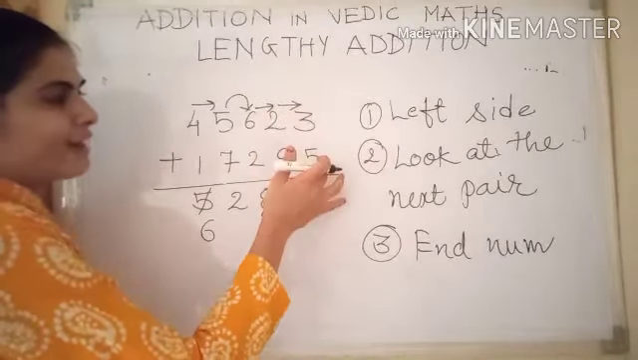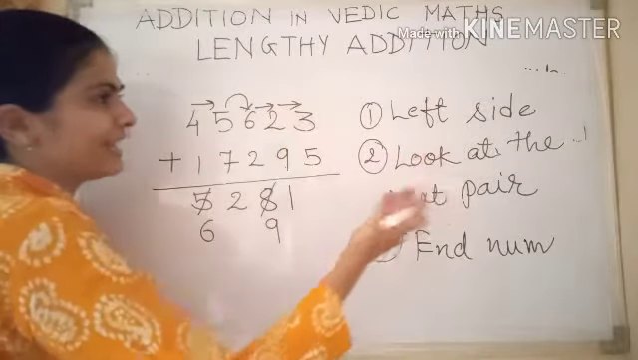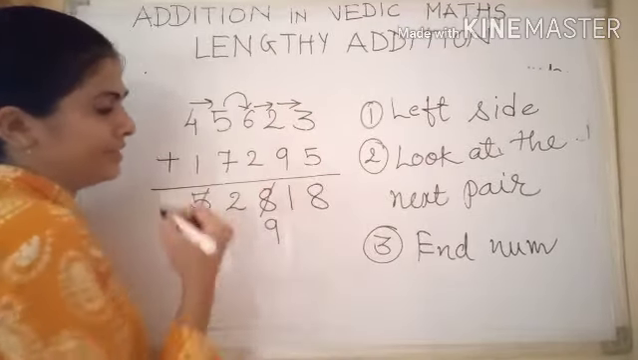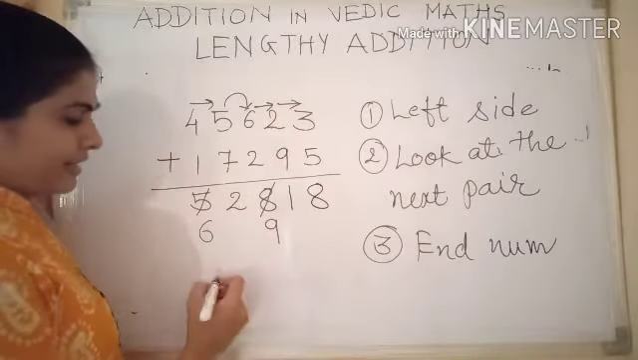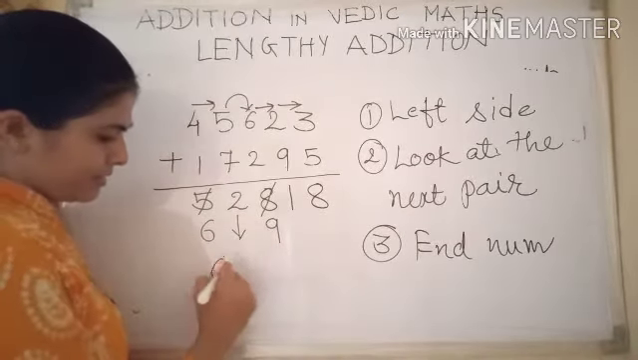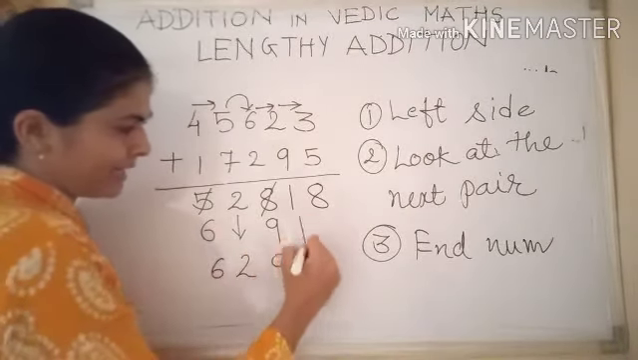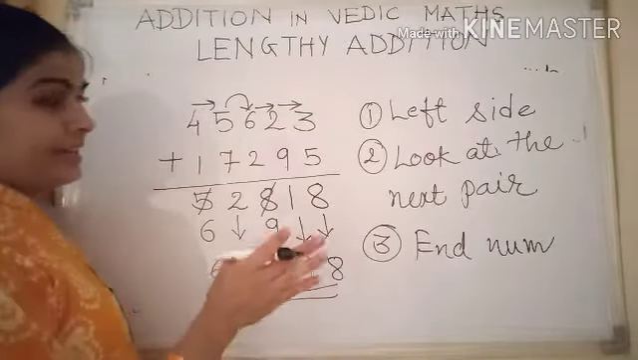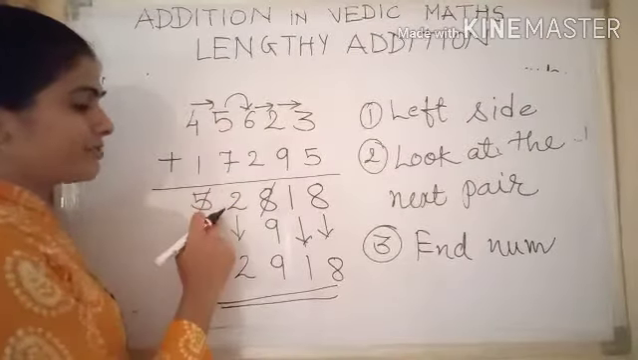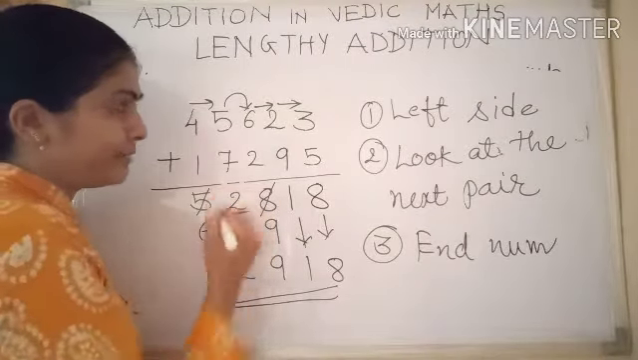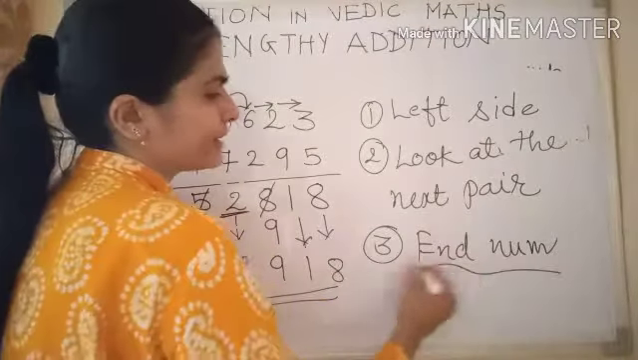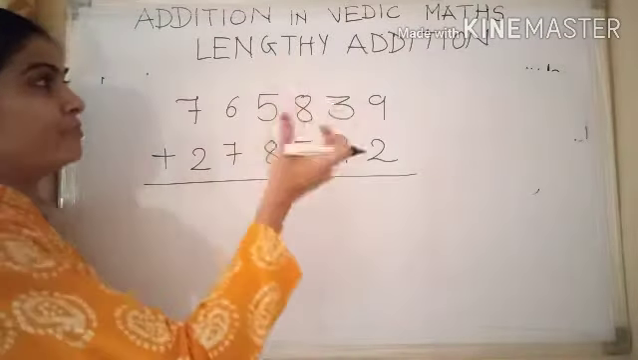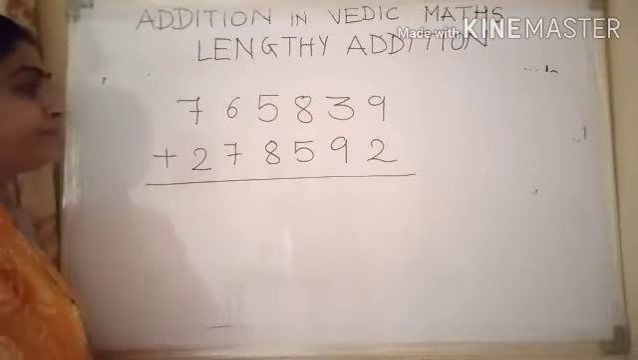Next is 3 and 5. It is the last number. It does not have a next pair. So we need to write down the answer directly. 3 and 5 which is 8. You can see that the final answer is 62918. See here I have not said 5 plus 7 is 12. I have said only the end number, because you need to do the practice of the end numbers for the lengthy addition. Let's discuss one more example of the lengthy addition.